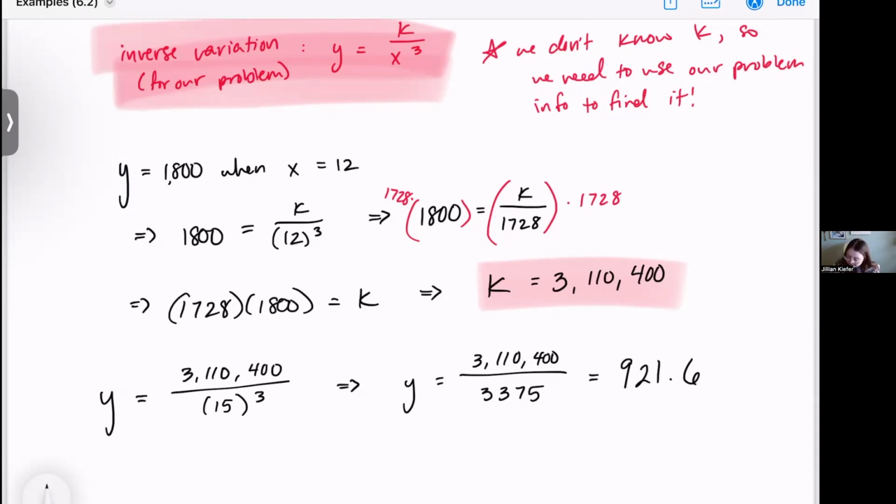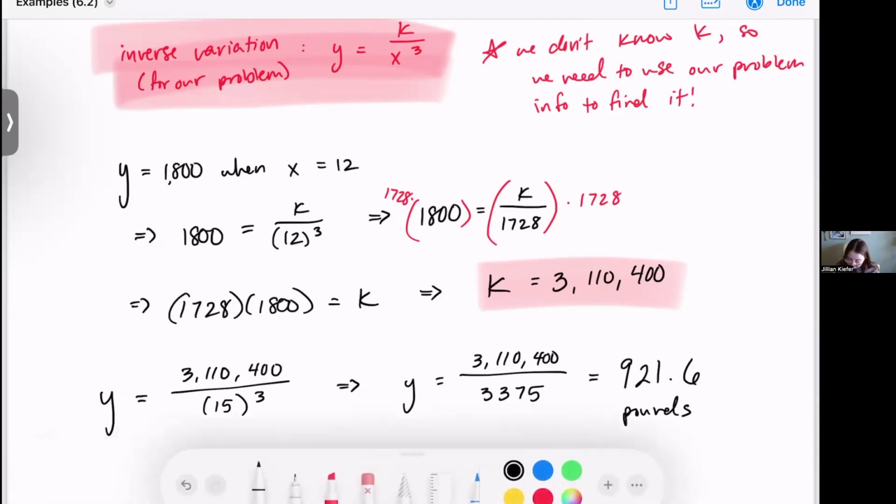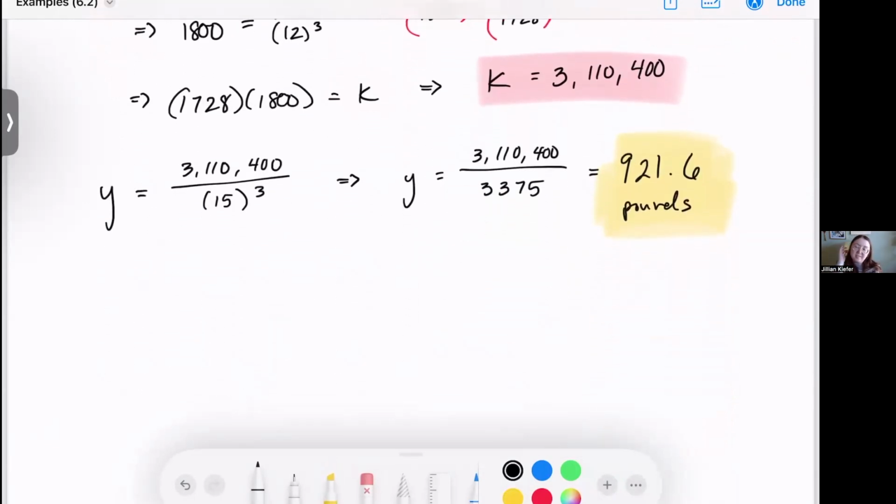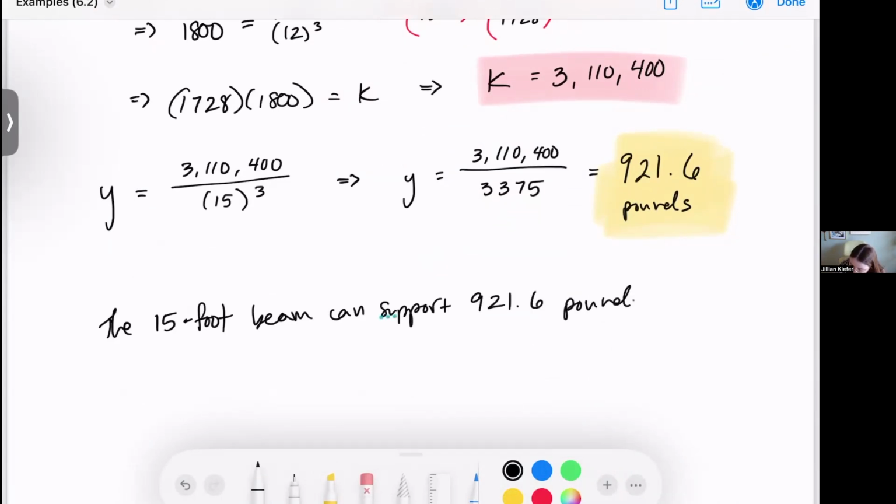This is how many pounds your 15-foot beam can support. We can write our answer as a word answer here, but this is our numerical answer, 921.6. But we could say the 15-foot beam can support 921.6 pounds. And there we have it.